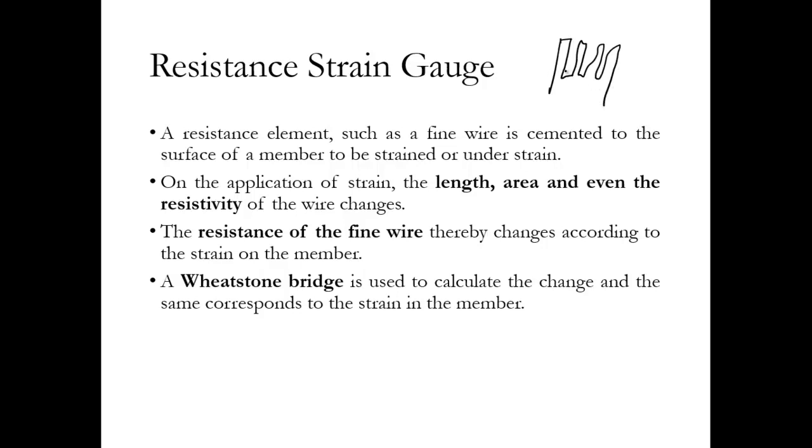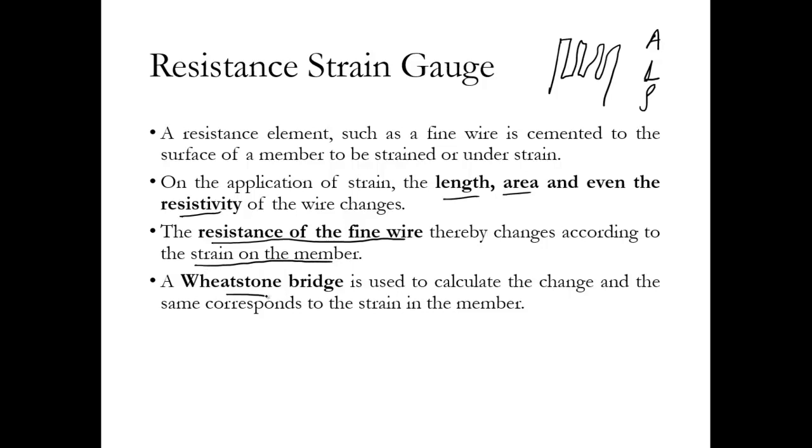So nothing but again a resistance element whose resistance changes as the area also changes, the length also changes, and the resistivity also changes. So we have something called gauge factor and other things that we take together in deriving the equation for this strain gauge. On the application of strain, the length, area, and even the resistivity of the wire would change, and this resistance change is equated to the strain on the member.